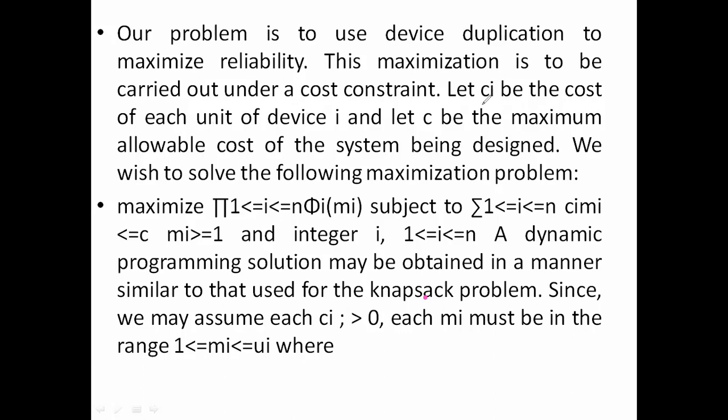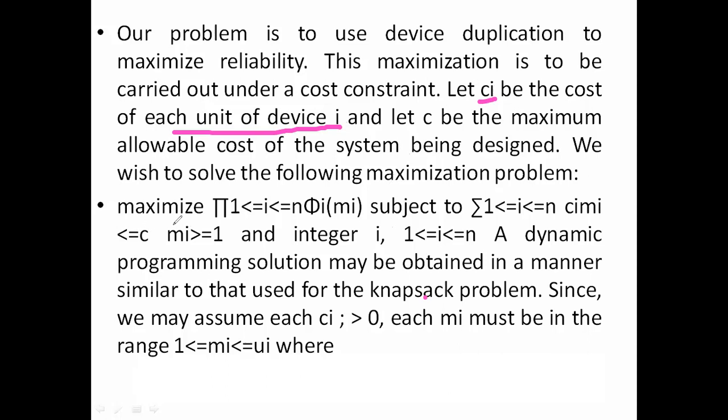So that is Ci. Ci is the cost of each unit of device, where i means the i-th stage of the system. C is the maximum allowable cost of the system. So we wish to solve the following optimization problem.